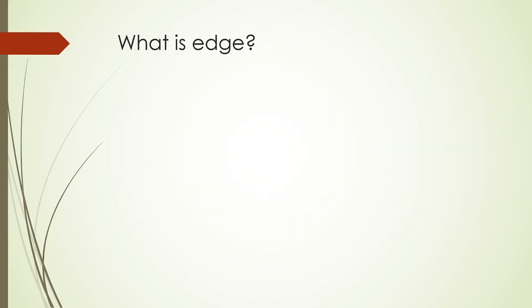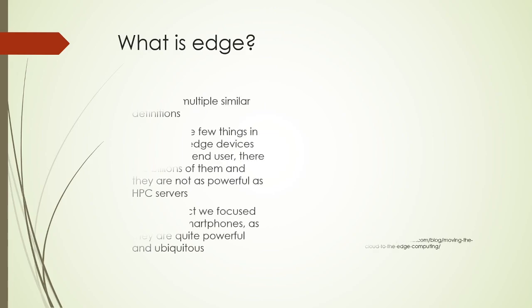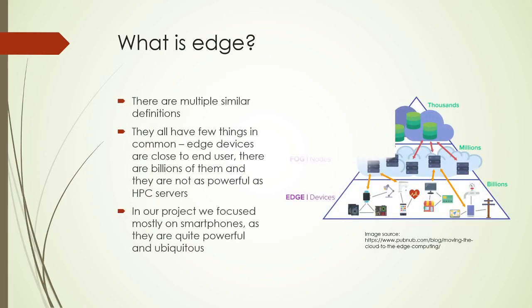Let's now explain shortly what the edge is and what edge devices are as well. There are actually multiple definitions of edge and edge devices, but all of them are very similar to each other. Edge is a layer of not too powerful computing devices which are close to the end user. By that, we can mean single board computers like Arduino, smartphones, or smartwatches. In our project, we tried to optimize deep neural networks so they could be deployed and used on smartphones.